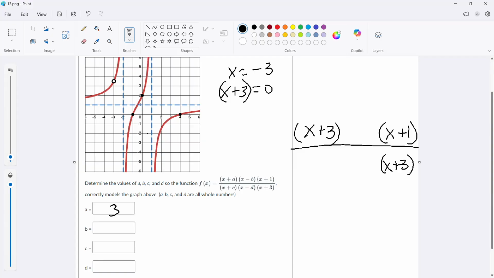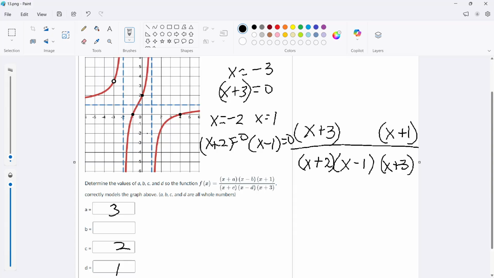I know I have vertical asymptotes at x equals minus 2 and x equals 1. So if I add 2 to both sides, I get x plus 2, and then I subtract 1 from both sides, x minus 1 equals 0, x plus 2 equals 0. So the factors that I need on the bottom are x plus 2 and x minus 1. So C must be equal to 2, and D must be equal to 1, because x minus D. So then I've got x plus 2, and down here I've got x minus 1. The only thing I don't have is B, and how am I going to find it?